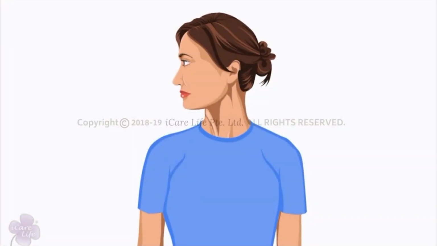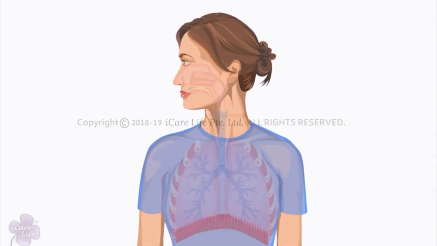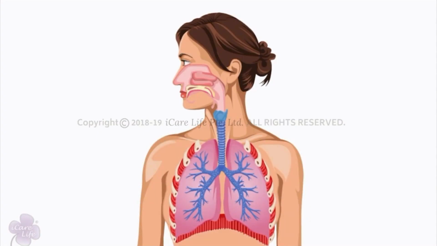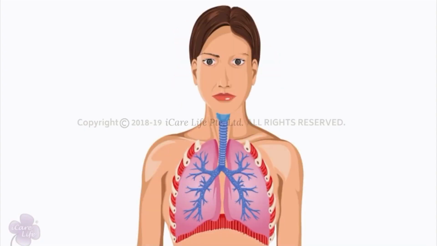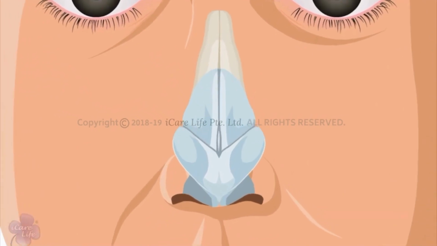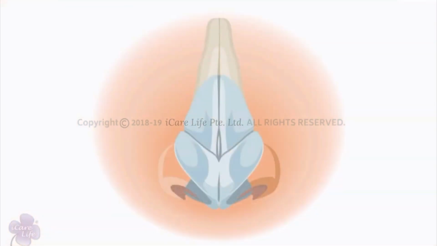The respiratory system allows us to breathe in oxygen and breathe out carbon dioxide. This process is also known as respiration. Let us first look at the parts of the respiratory system, starting with the nose. The nose, which is the only visible part of the respiratory system, is a sense organ which helps us to smell. The nose is made of cartilage and is covered by the skin on the outside.